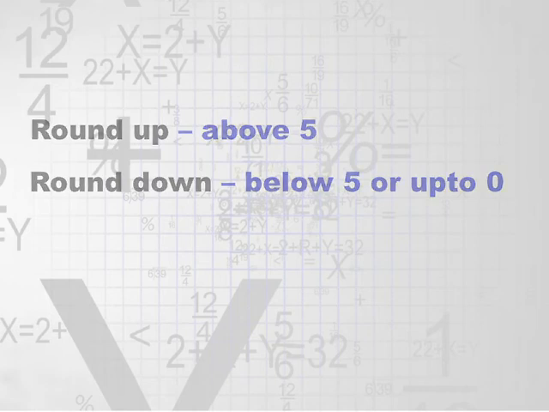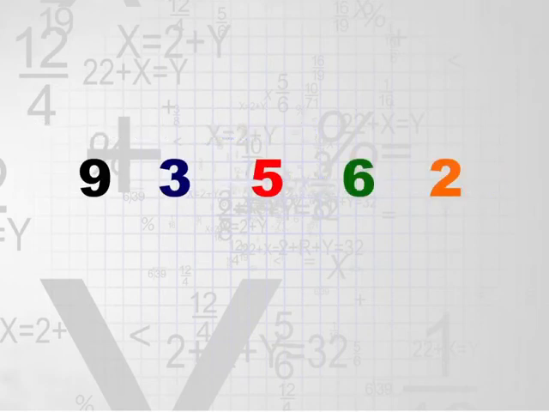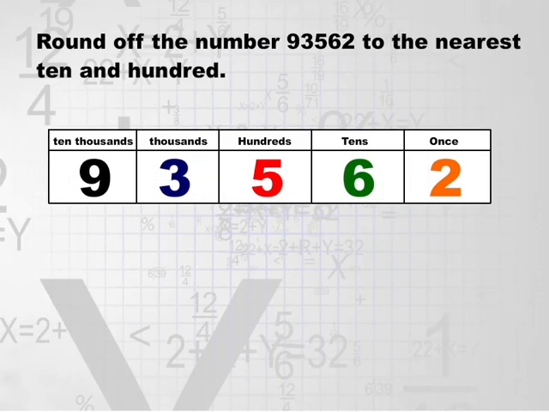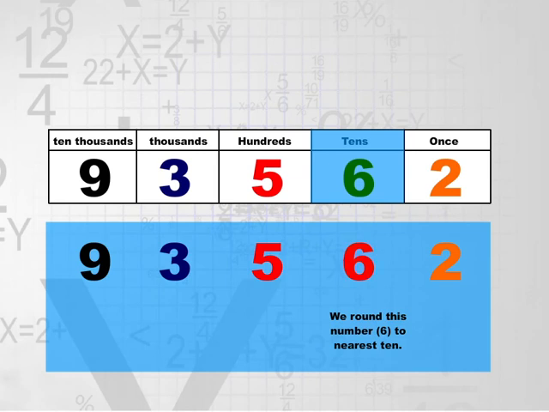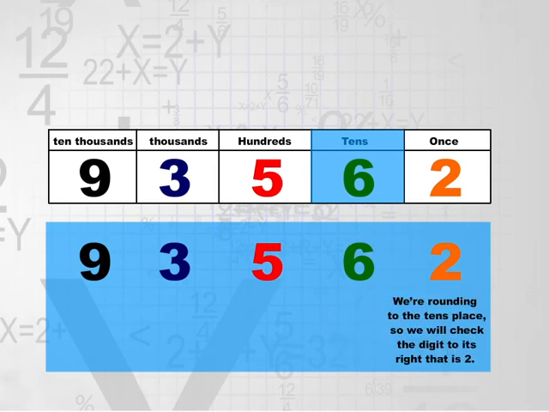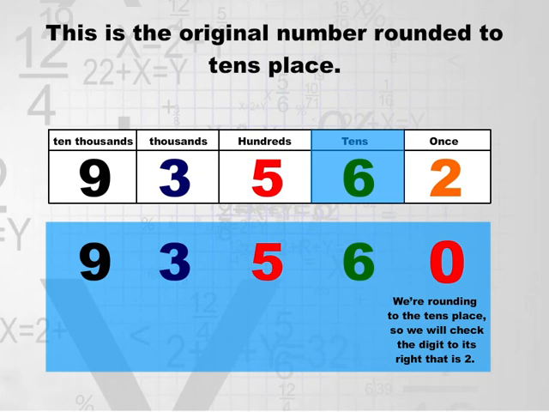Round off the number 93562 to the nearest 10 and 100. We round this number to the nearest 10. We are rounding the tens place, so we will check the digit to its right, that is 2. 2 is nearest to 0, so it will be rounded down and become 0. This is the original number rounded to the tens place.